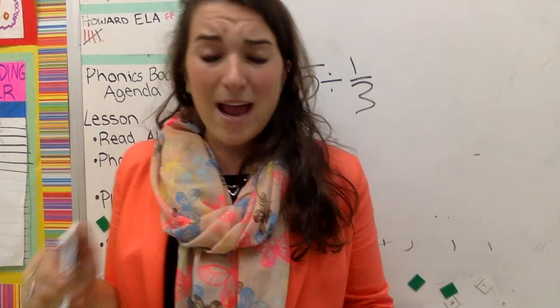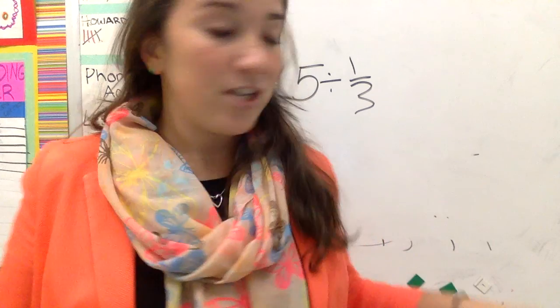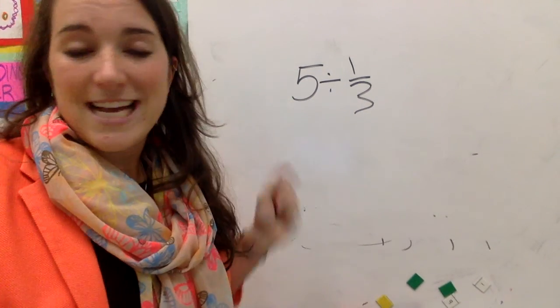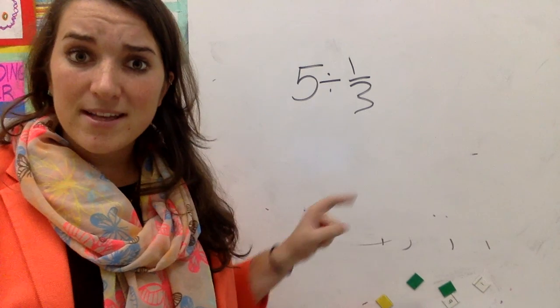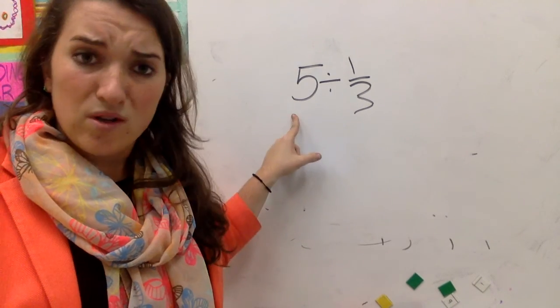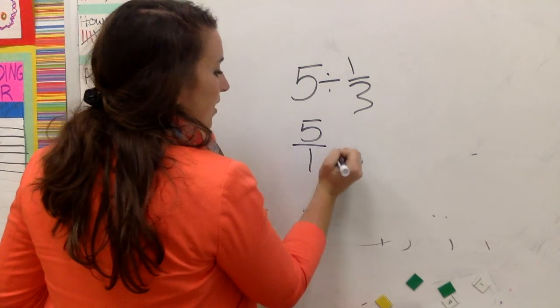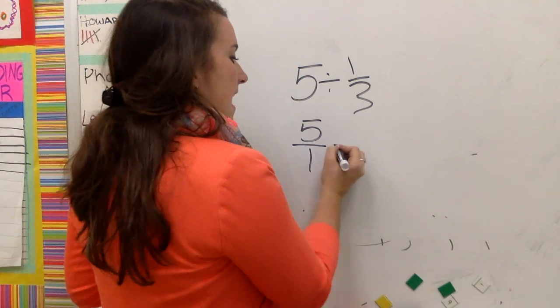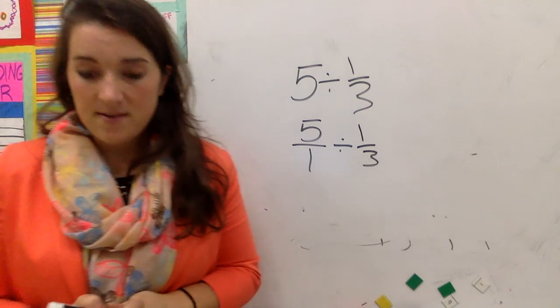The very first thing we have to do before we divide is make sure all of our numbers are fractions. This number right here is not a fraction. It's a whole number, so this means it's 5 wholes. We can rewrite it as 5 over 1, or 5 wholes. And then 1/3 is already a fraction, so I can leave that how it is.